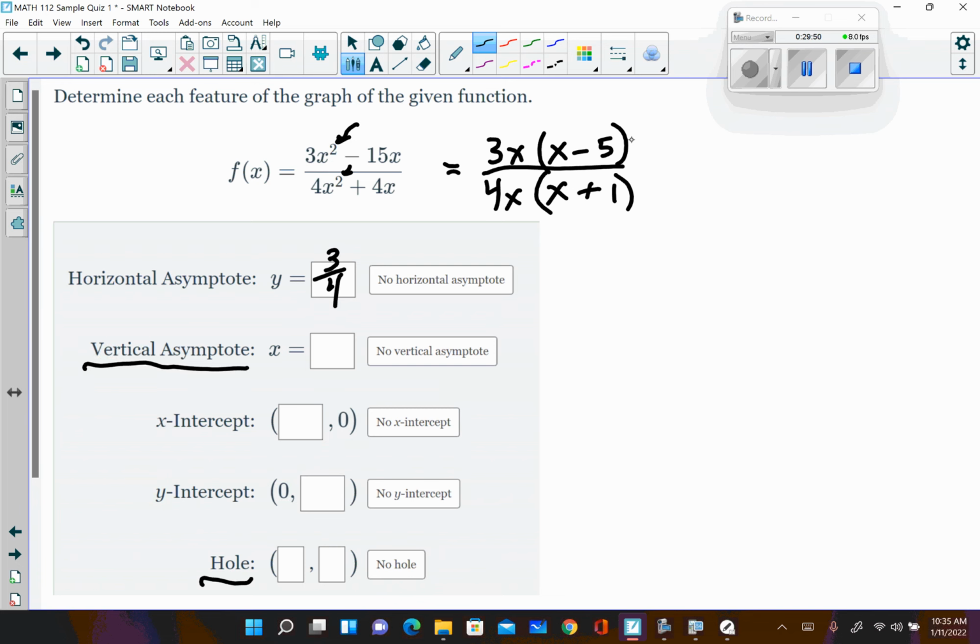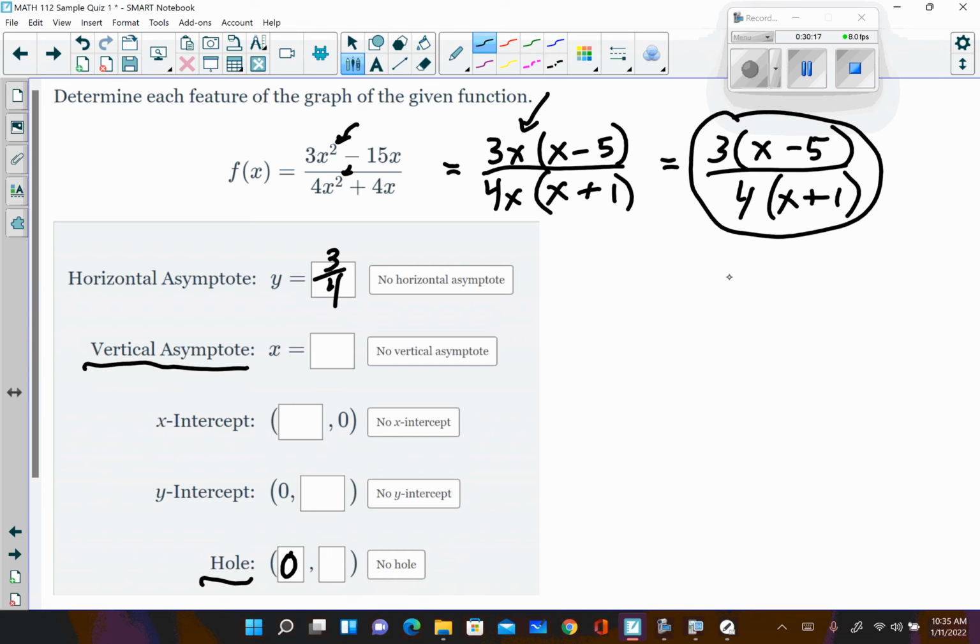Because these x's cancel, that means there's going to be a hole where x is 0. The number that makes that factor equal to 0 is the x-coordinate of a hole. And to find the y-coordinate, after reducing this, 3 times x minus 5 over 4 times x plus 1, we reduce because the x is canceled. If we plug 0 into this reduced form, 3 times 0 minus 5 over 4 times 0 plus 1, that's 3 times negative 5.